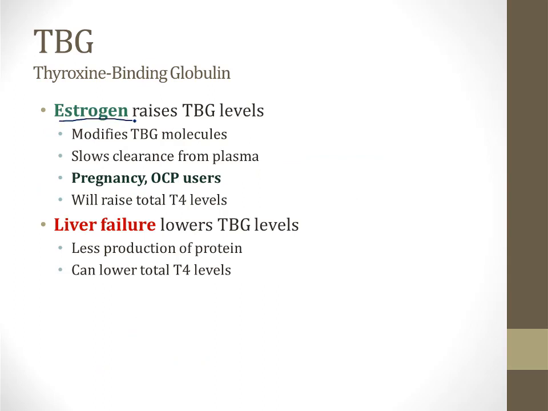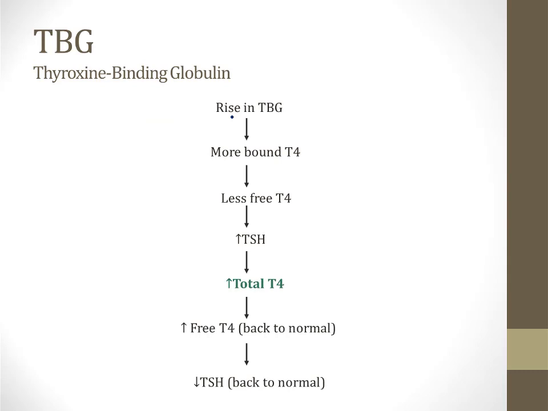First of all, estrogen can raise TBG levels. Estrogen slightly modifies the TBG molecules, and this slows their clearance from plasma. So women who are pregnant or women who take oral contraceptive pills can see a rise in their TBG levels, and this will raise their total T4 levels if you measure it in the serum. To understand how this happens, let's take a look at this concept map.